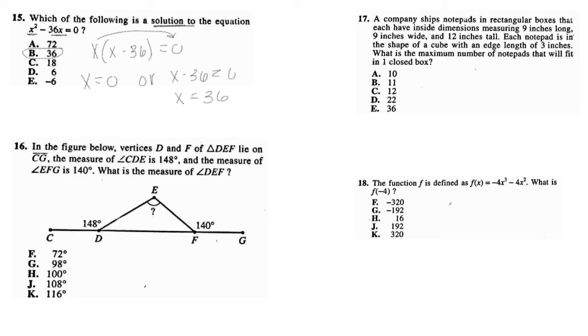In the figure below, the vertices D and F lie on the line DEF. All right, the triangle DEF lies on the line CG. And they tell us a few measures, and it wants to know, what is the measure of DEF? So I need to know that measure right there.